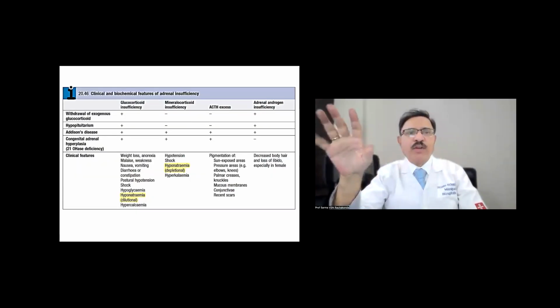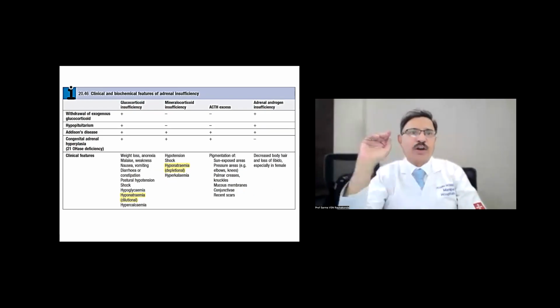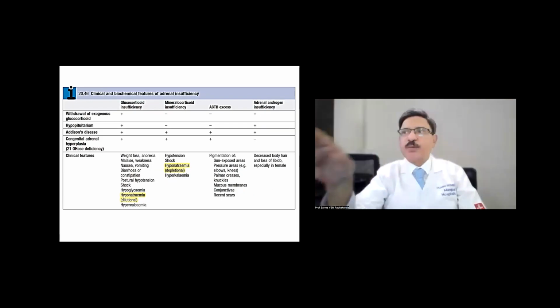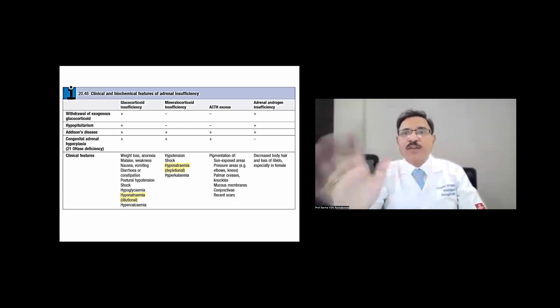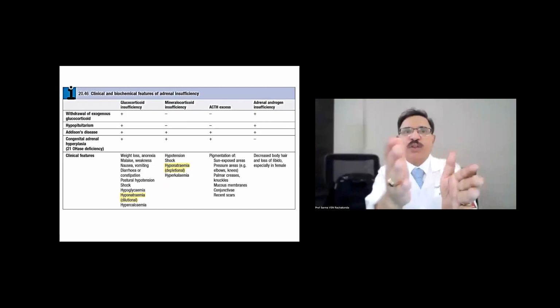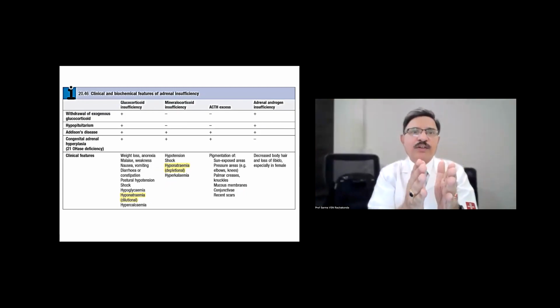We have now how many categories? Withdrawal of the exogenous corticosteroid is one type. Hypopituitarism is the other type. Primary Addison's disease is the other type. Congenital adrenal hyperplasia is the last, where there is enzyme deficiency, or 21 hydroxylase deficiency. What are the differences between them? You see, glucocorticoid deficiency is present in all. It is in the withdrawal, it is in the hypopituitarism, it is in Addison's disease, it is in CAH also.